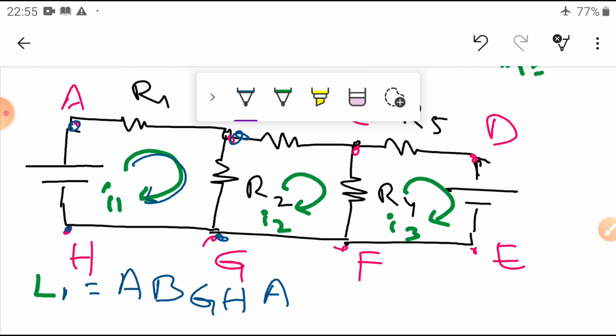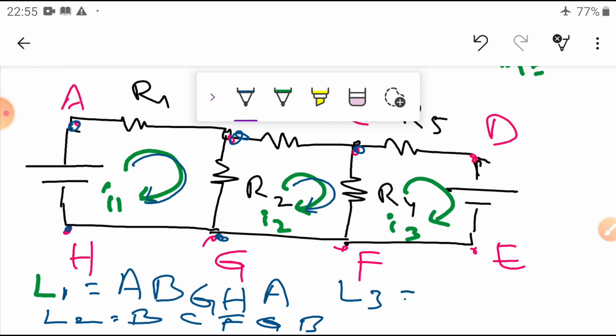Similarly, loop 2. This is loop 2. What is this one? B. Next, C, F, G, and B. This is the second loop. Consider the closed loop. And L3. L3 is this one, this one, this one.